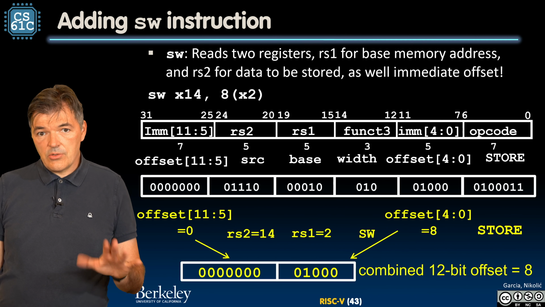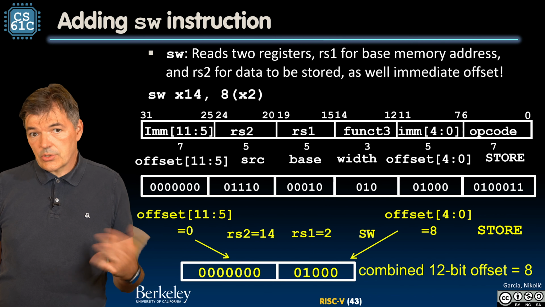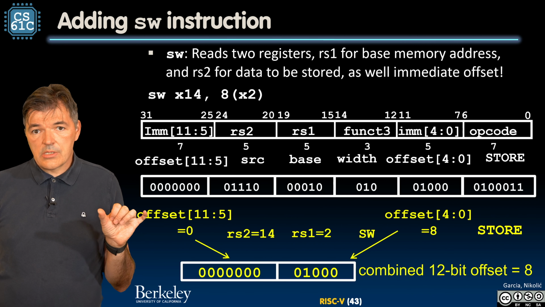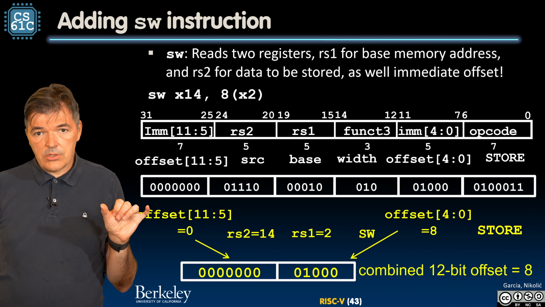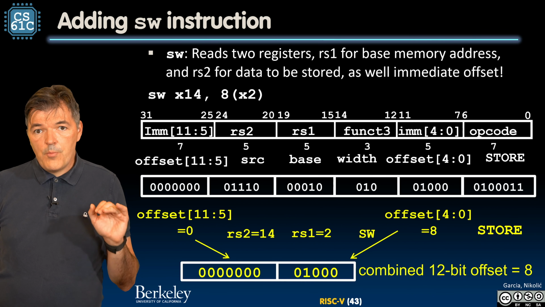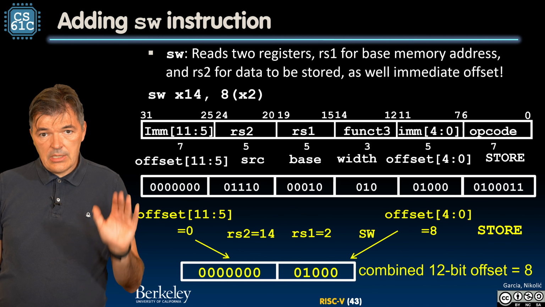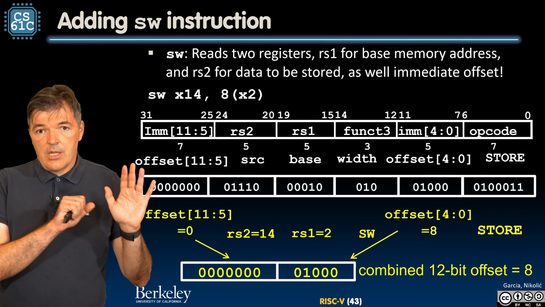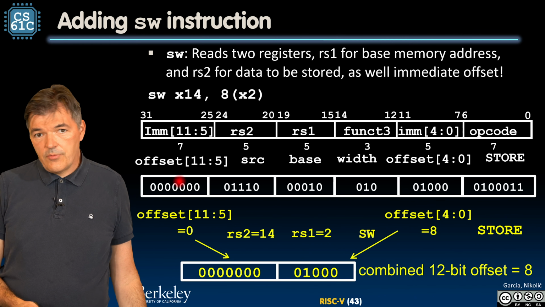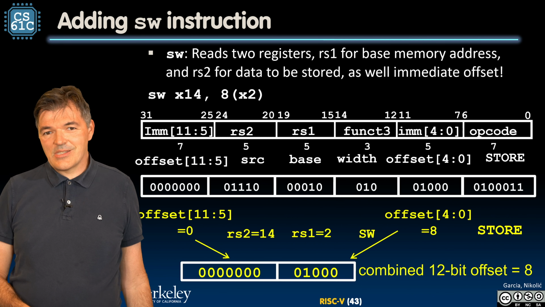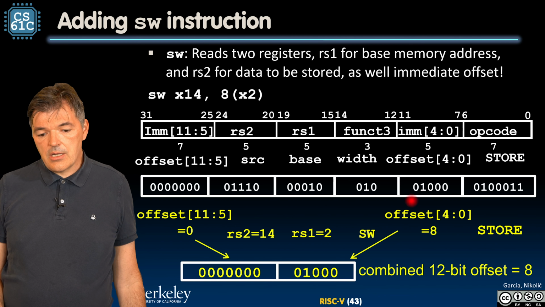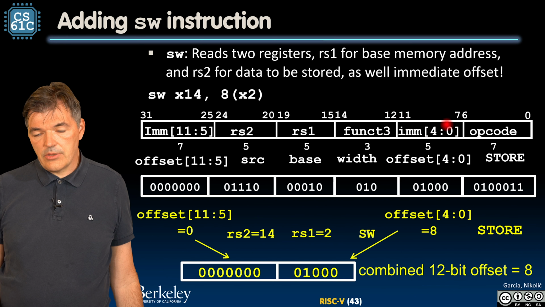So our immediate generation unit will need to be updated to be able to support two types of immediates. In the I type, our immediate was located in the top 12 most significant bits of the instruction. But in the S format, the immediate is split into two parts. We still have the top 7 bits in the top 7 most significant bits of the instruction, but the lower 5 bits are now in locations 11 to 7.